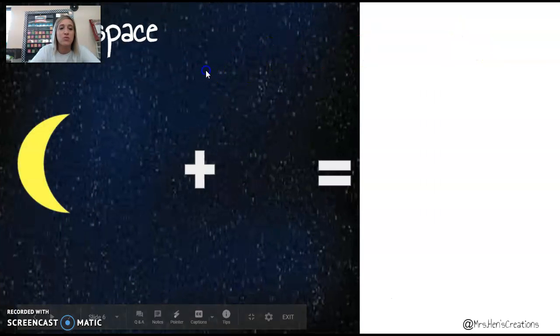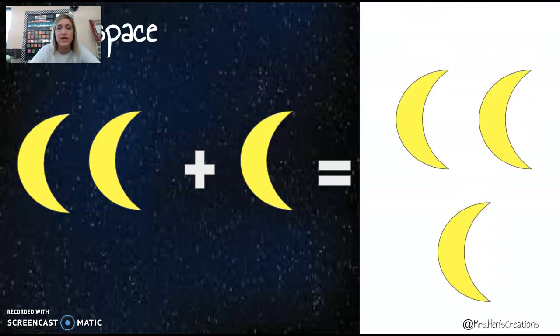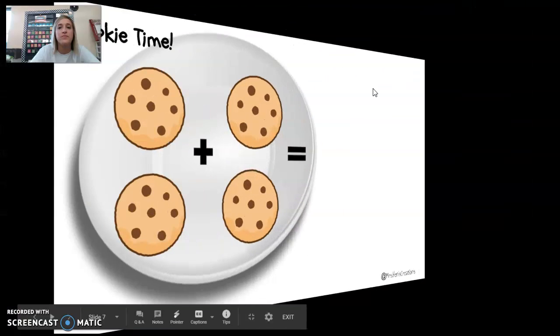Ooh, outer space. 1, 2 moons plus 1 more moon equals 3. 1, 2, 3. So 2 plus 1 equals 3.